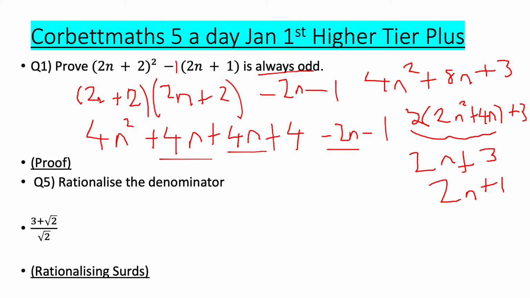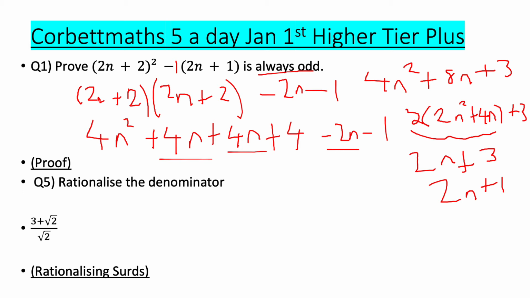It doesn't have to be fully factorized, and this is the key, guys. This is the only time in maths where the terms don't have to be fully factorized, as long as it's in the form of an odd number or an even number. So it has to be in the form of 2n or 2n plus 1, okay? So it doesn't really matter that I've got an n squared and an n and a 2 and a 4.